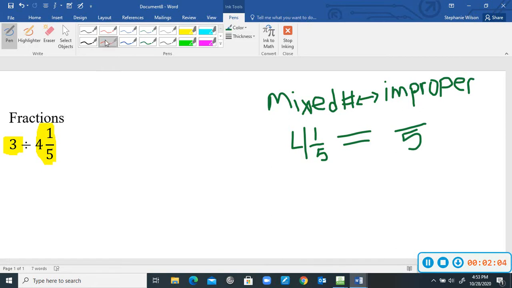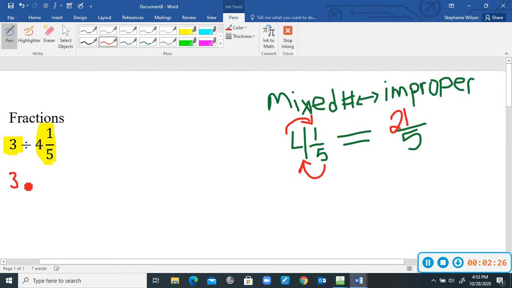Now let's follow the rules. It says we're going to take the denominator and multiply it by the whole number. So now we got 5 times 4, which is 20. And then we're going to add it to our numerator. So 20 plus 1, and I got 21. So here is my improper fraction. So what I want to do is go ahead and put 3 divided by 21/5.